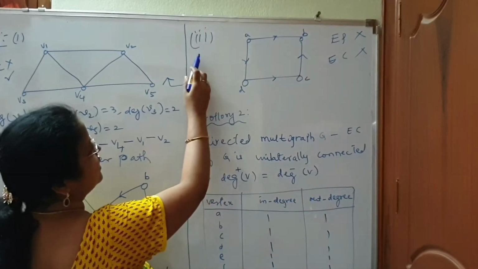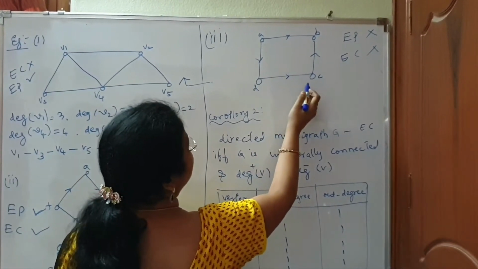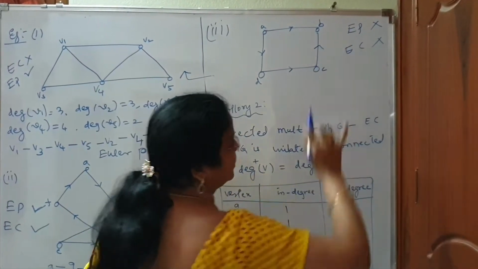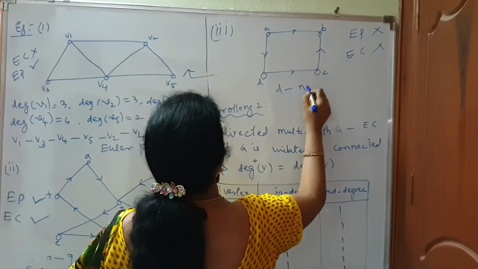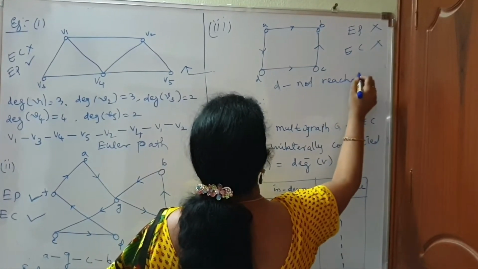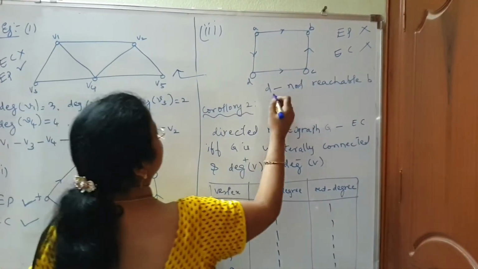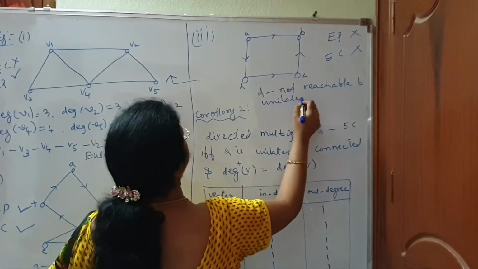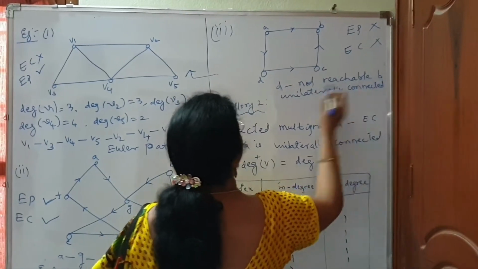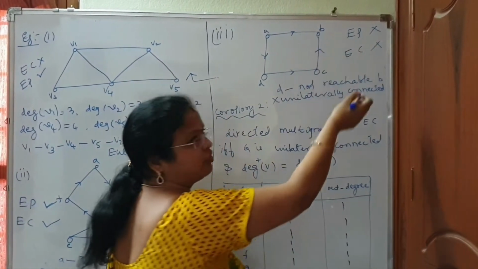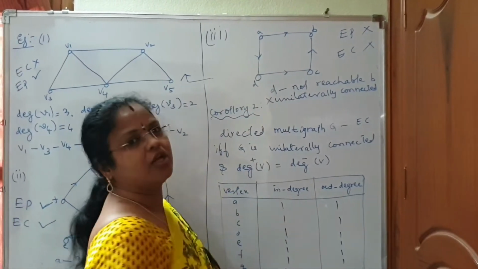Now I am considering another example. This is an example of a directed graph, and if you observe here, we have neither an Euler path nor an Euler circuit. Why? Because here the vertex D is not reachable from the vertex B. That means from one vertex to another vertex we are not able to reach. There does not exist a path. So therefore this graph is not a unilaterally connected graph. When it is not unilaterally connected, there must not exist an Euler path. If an Euler path does not exist, then we cannot say that it is an Euler circuit.